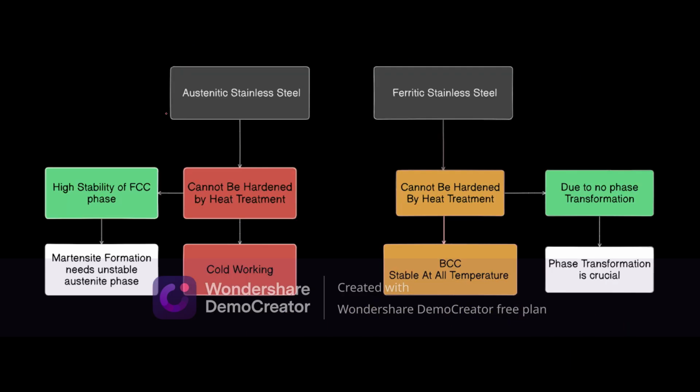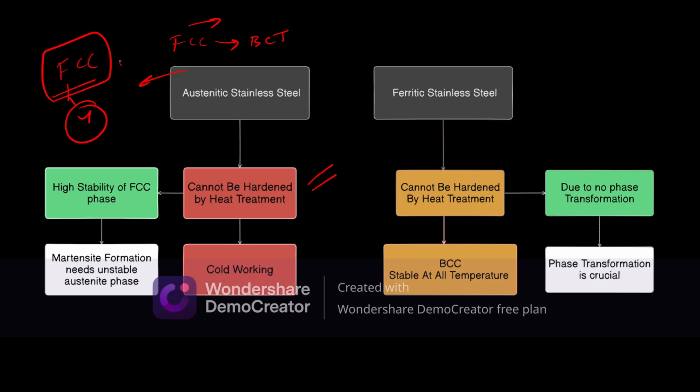So when it comes to austenitic stainless steel, we cannot perform this heat treatment because austenite FCC is stable at all temperatures. And as I told you earlier, to convert FCC into BCT, we need unstable austenite. But because of gamma stabilizer, it is very difficult to have unstable austenite. That's why we cannot harden this material with the help of heat treatment.